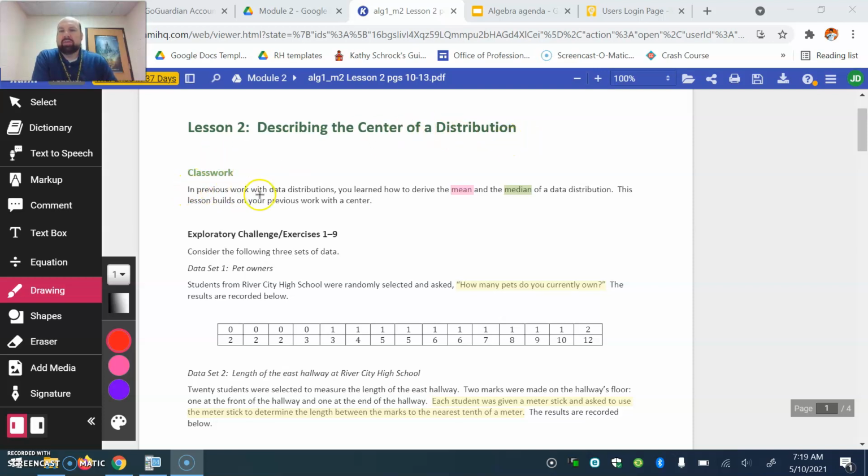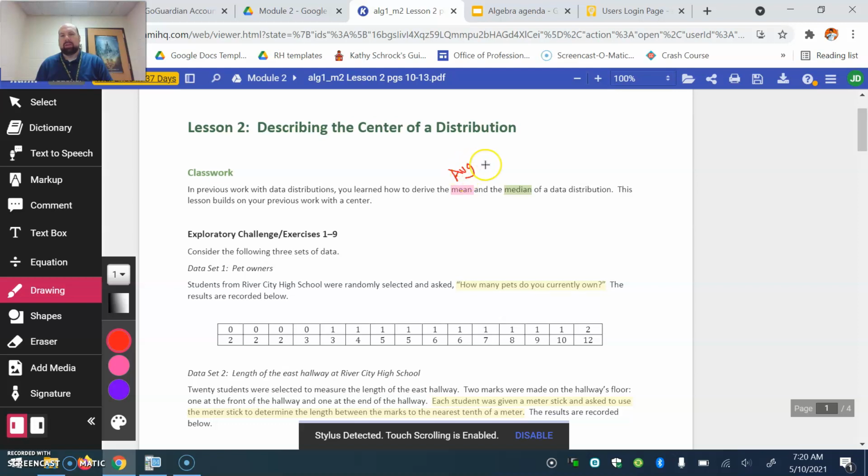In previous work with data distributions, so we're talking about like 6th and 7th grade, you learned how to derive the mean and the median. So let me just remind you what those are. The mean is the average.